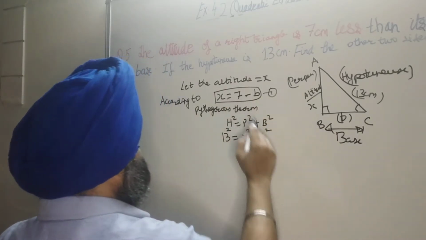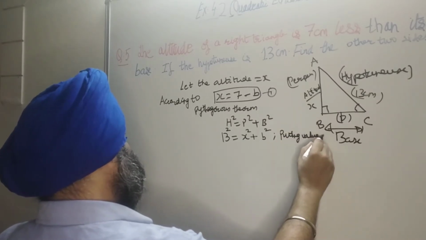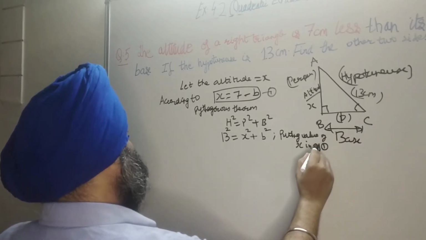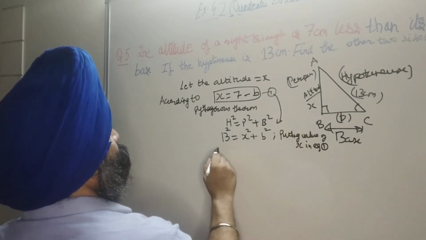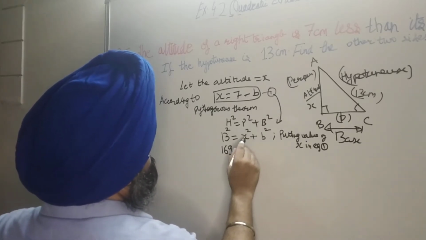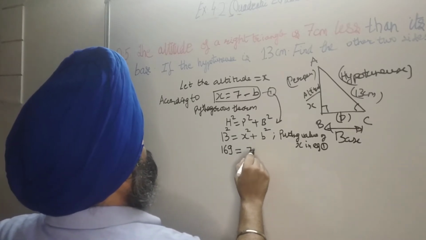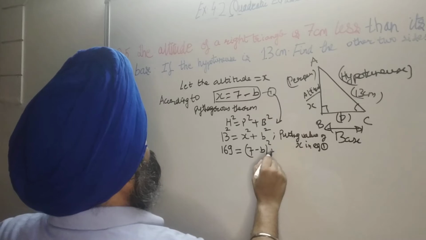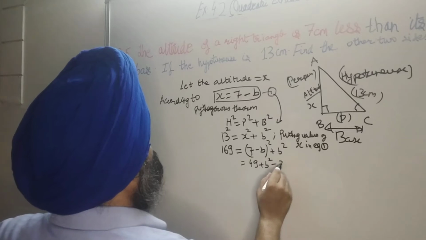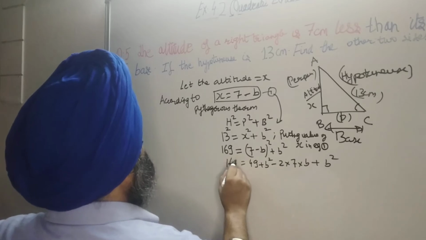So what is the value of x? Putting the value of x from equation number 1, ये वाली equation से हम इसमें डाल देते हैं x की value. तो this is 169. 13 into 13 is 169. And x square is 7 minus b whole square plus b square. So this is equal to 49 plus b square, a square plus b square minus 2 into a into b plus b square equal to 169.